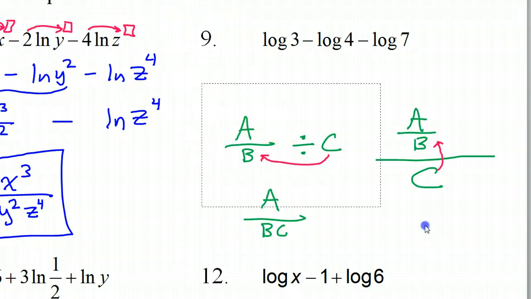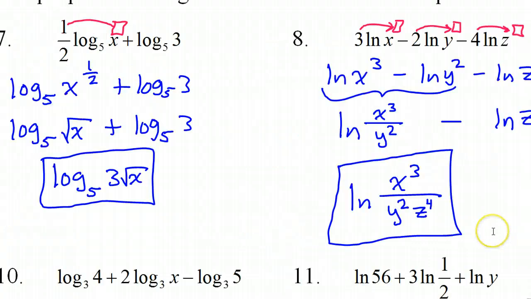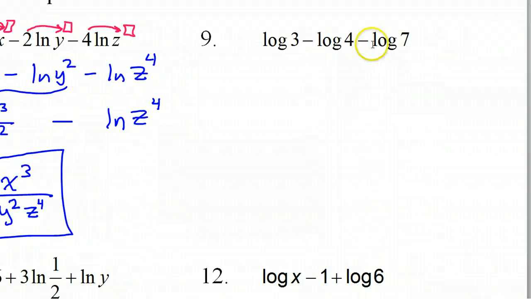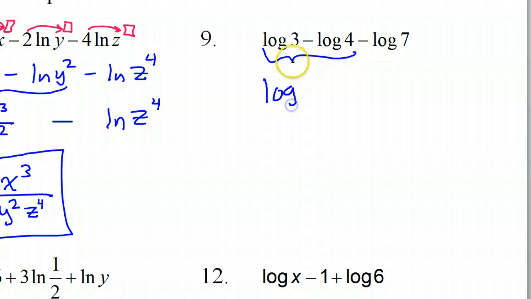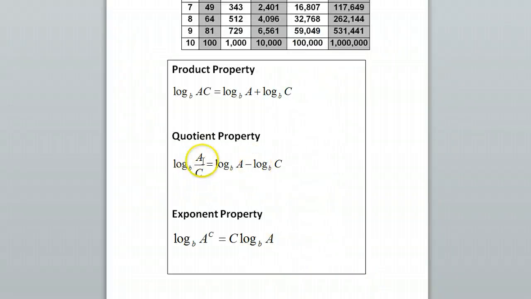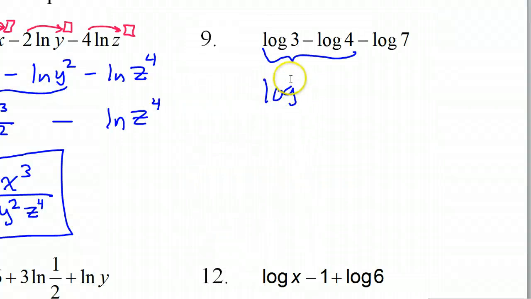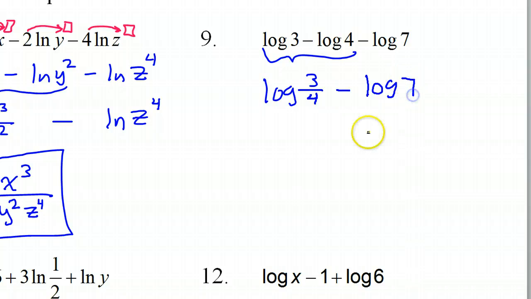Number 9. Okay, so the same type of thing. As I put these two together, we're reversing the quotient rule. So a difference will become a quotient, division. So this will be log of 3 over 4 minus log 7.